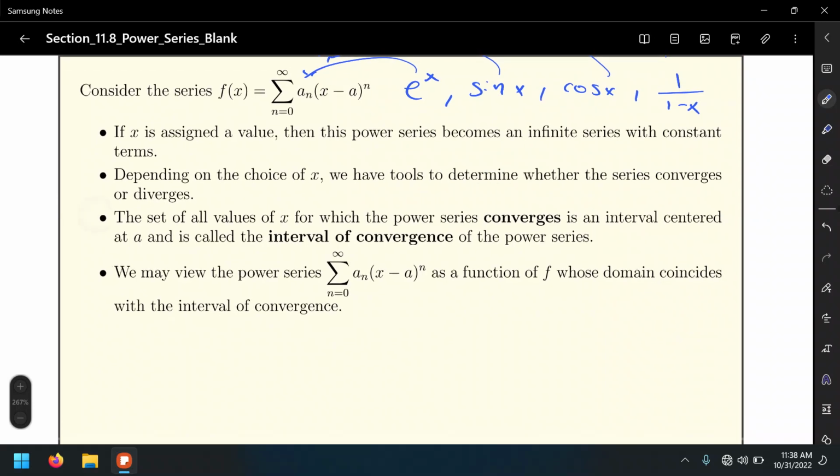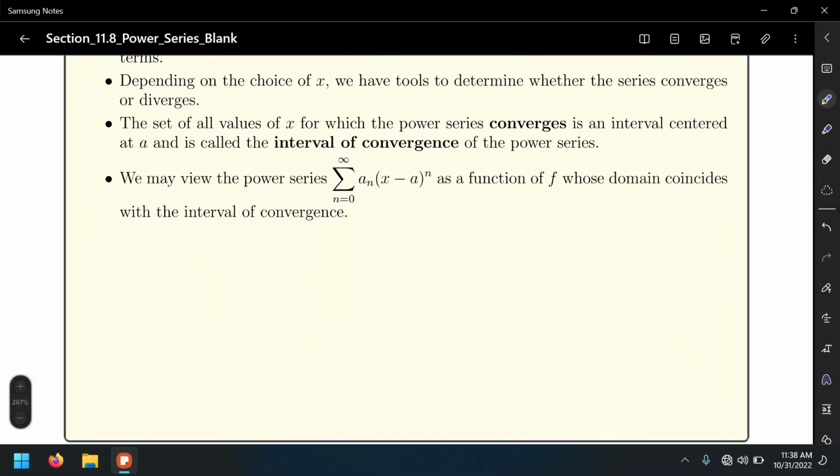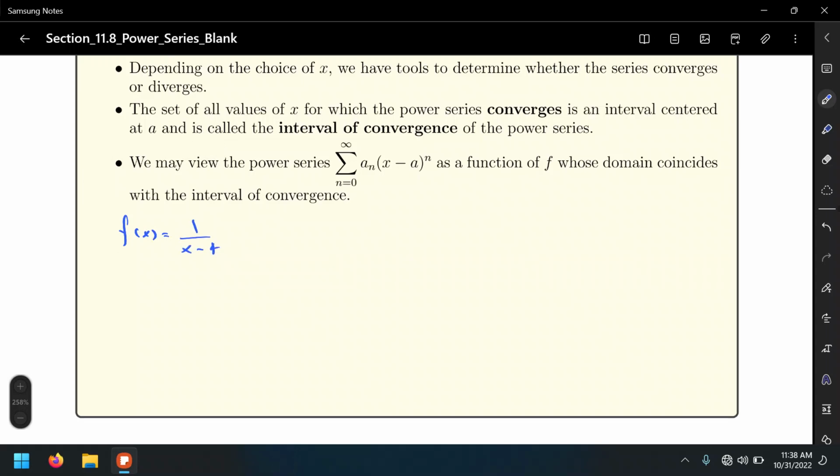Well, let's do an example with the idea. For example, f of x equals 1 over x minus 4. What's the domain of this function? Is this function defined for all values of x? No. Is there any restricted value? 4. So x cannot be 4. All right?